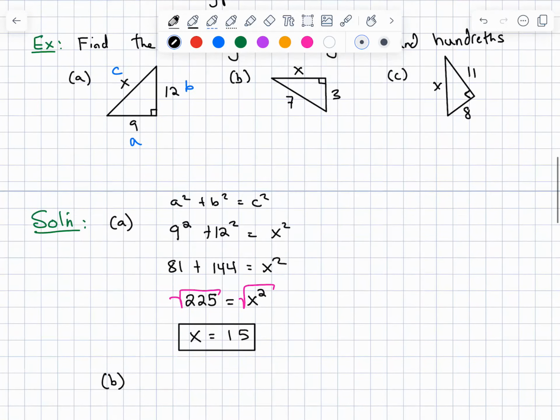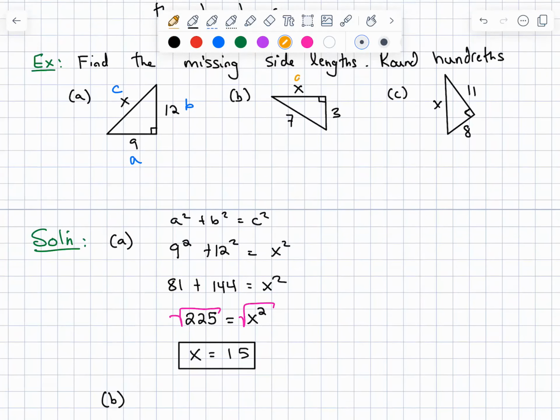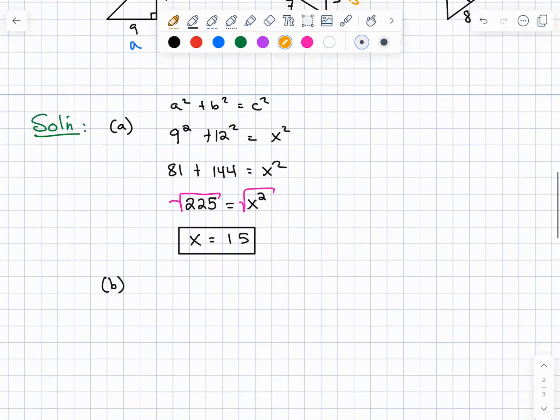I'm going to label them again, but as you get better at this, you don't need to. One of the side lengths is A, or one of the legs is A and B. Those are the ones that touch the right angle. So that's the top of the horizontal and the vertical. And then C is the hypotenuse, which would be 7 in this case. So that's A squared, so X squared plus B squared, which is 3 squared, is equal to C squared, so 7 squared.